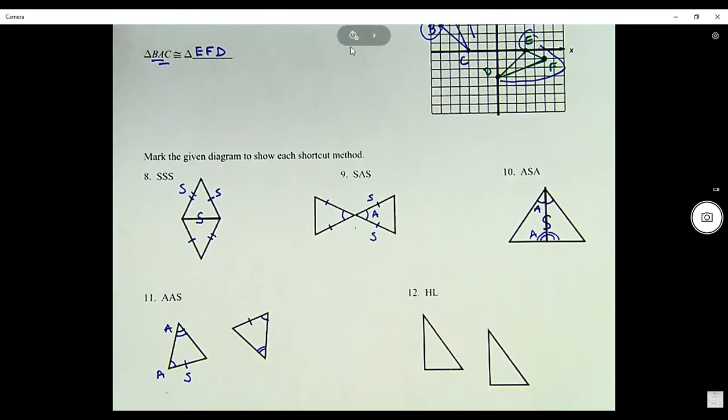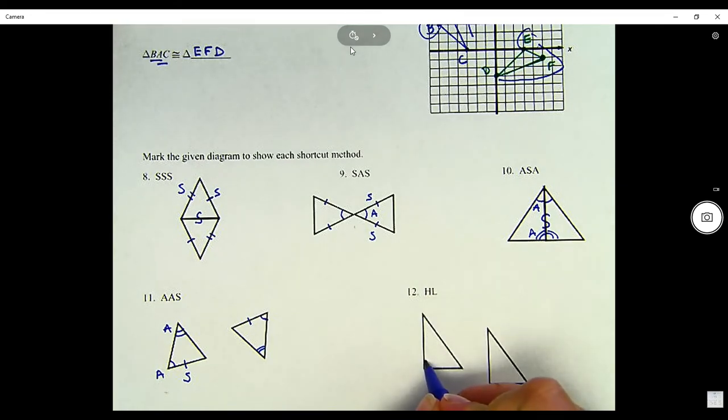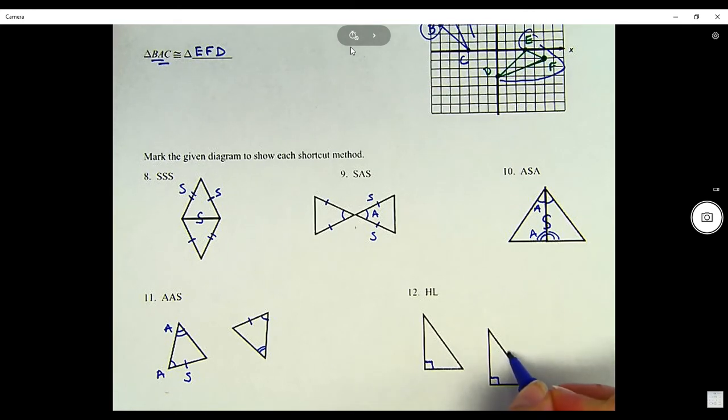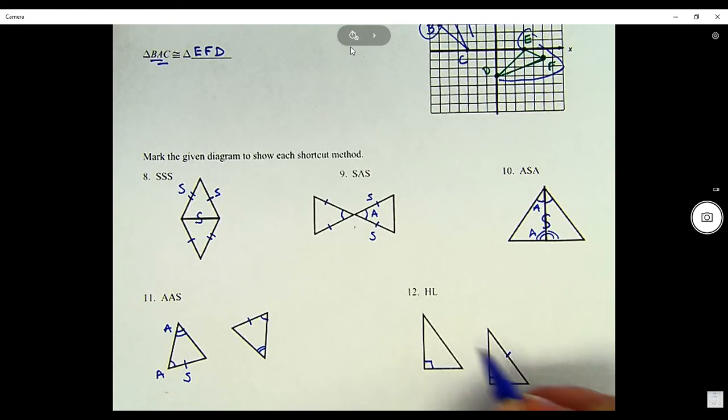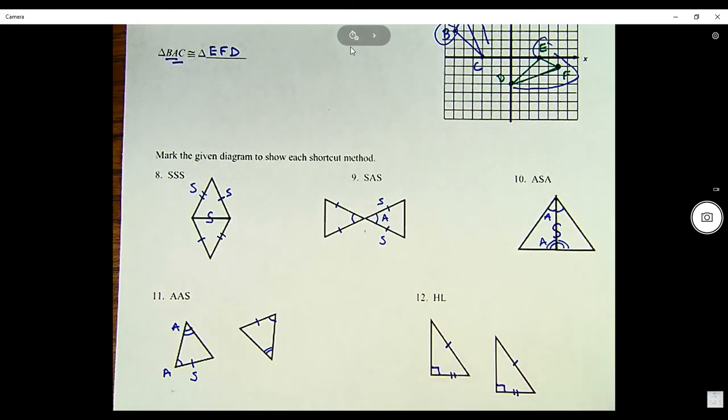All right, so for hypotenuse leg, you have to have a right angle because there's not a hypotenuse if you don't have that right angle. You would also need to have the hypotenuse be congruent on both triangles, and you would have to have one leg congruent on each triangle. Okay, so hypotenuse leg.